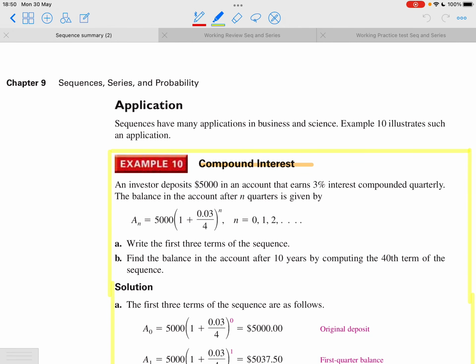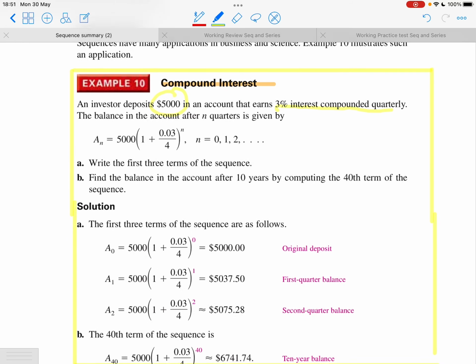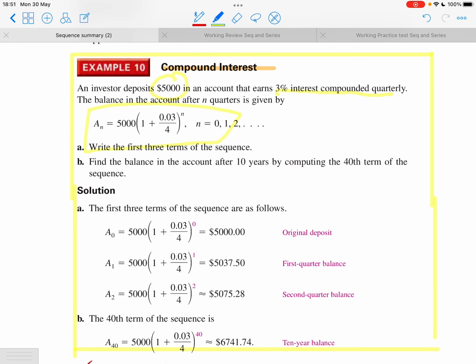So, application: compound interest. Example: an investor deposits $5,000 in an account that earns 3% interest compounded quarterly. Given this, write the first three terms of the sequence. So a_0 equals 5,000 times (1 plus 0.03 over 4) to the 0, then is equal to this. Compounded quarterly means that in 1 year it's compounded 4 times. So this would have to be divided by 4.